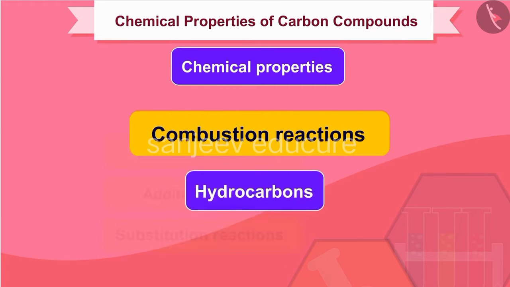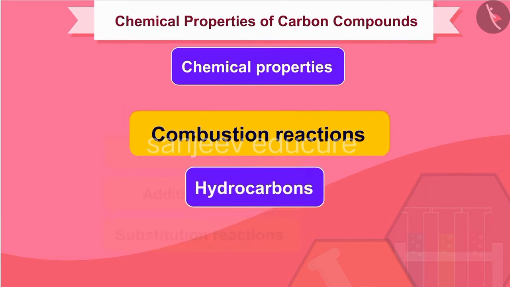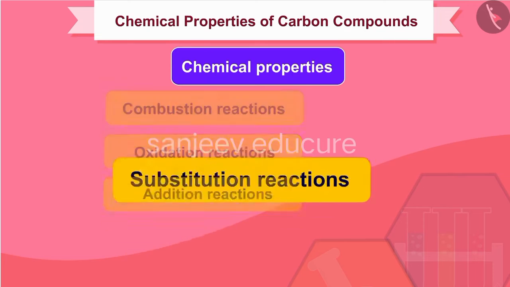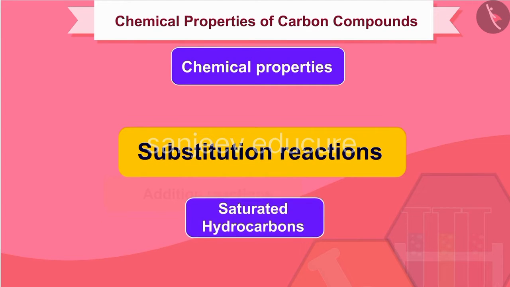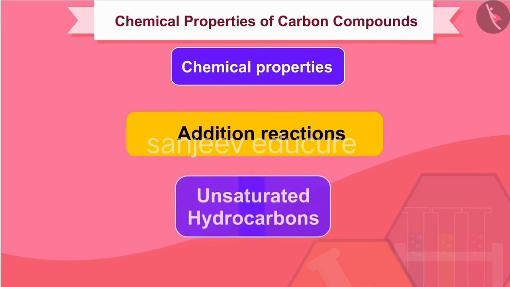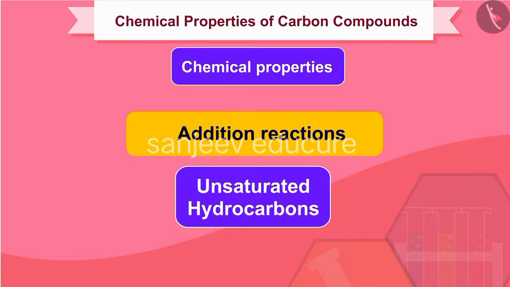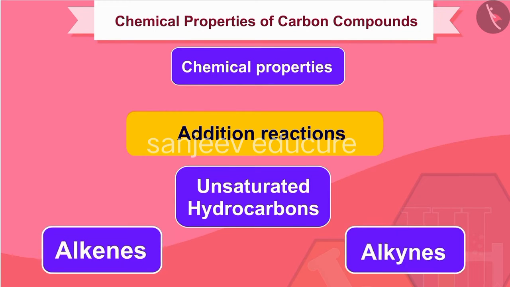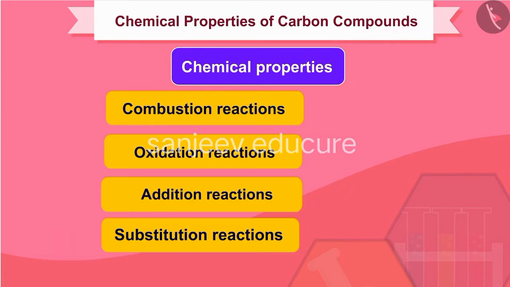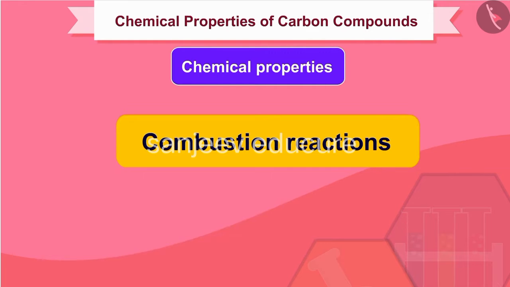Combustion reaction occurs in all types of hydrocarbons. Substitution occurs only in saturated hydrocarbons, whereas addition reactions are given by only unsaturated hydrocarbons, alkenes and alkynes. Let us start with combustion reactions.